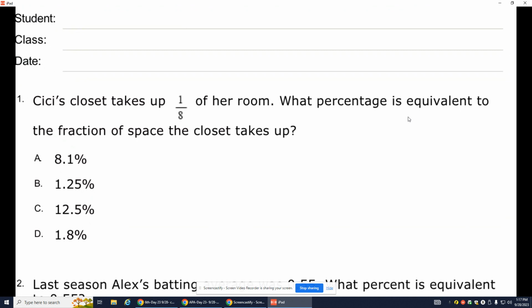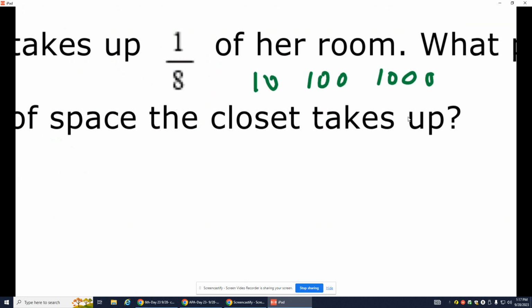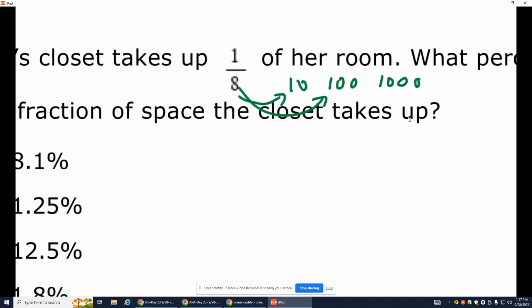And so if I'm going to change a fraction to a percent, I always look to see if they have that friendly denominator. And a friendly denominator means that it would go into 10, 100, or 1,000. So in this case, I have an 8 there. And off the top of my head, I know 8 doesn't go into 10, and 8 doesn't go into 100. So I have to find another way of changing this into a percent.